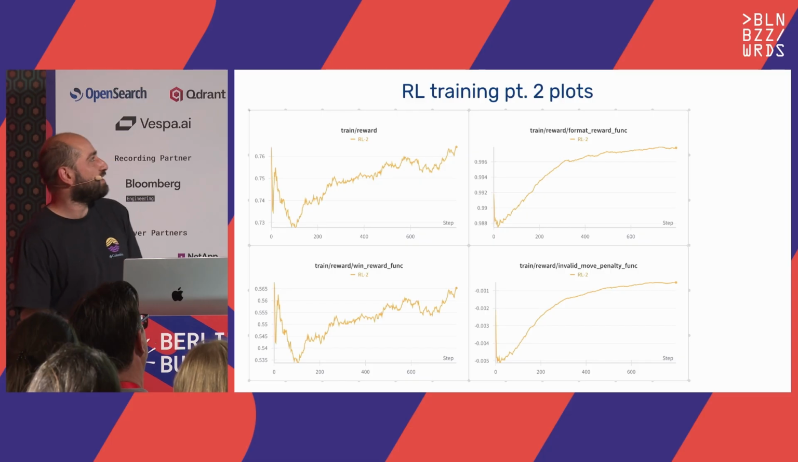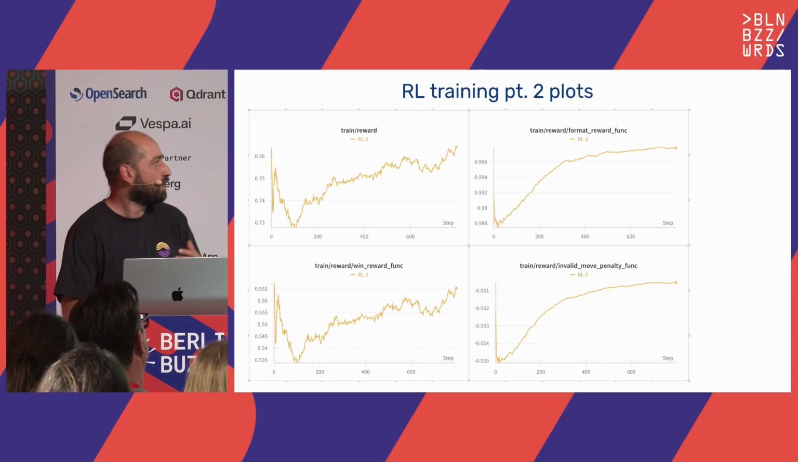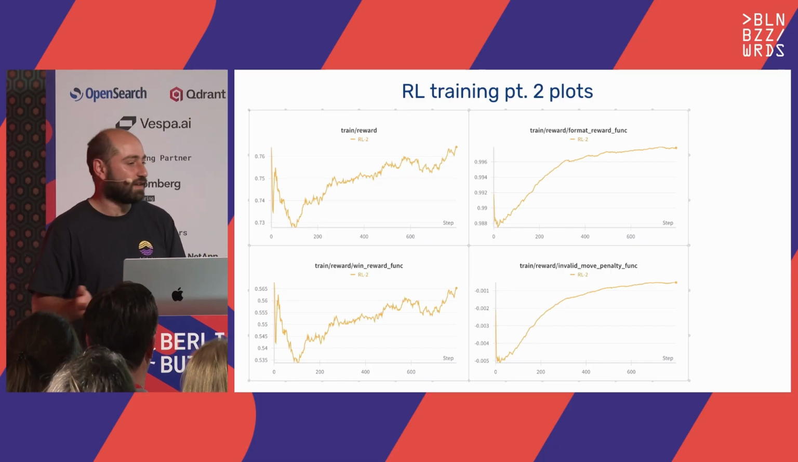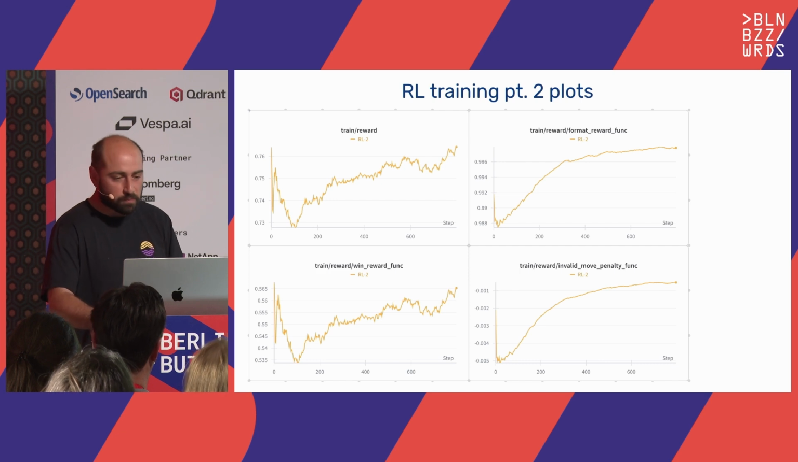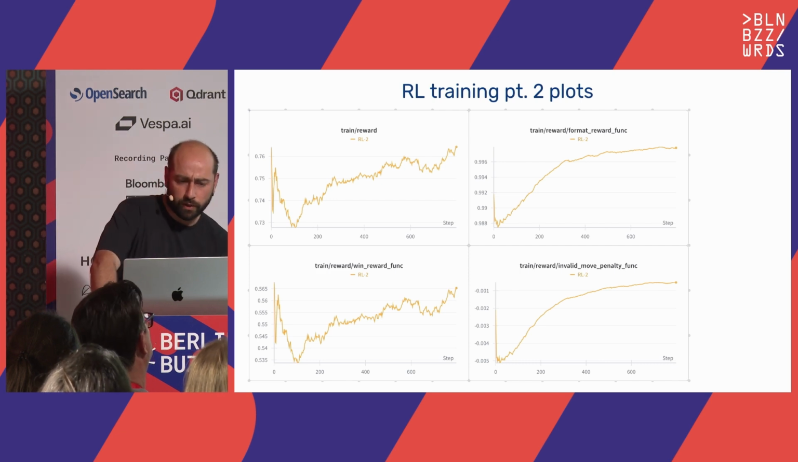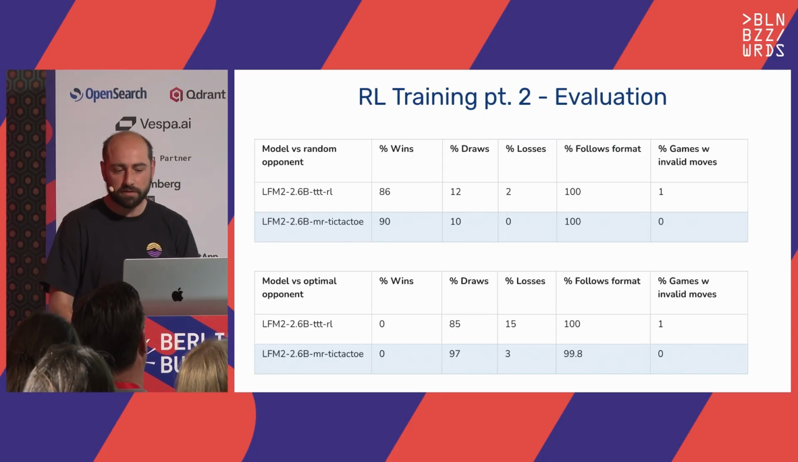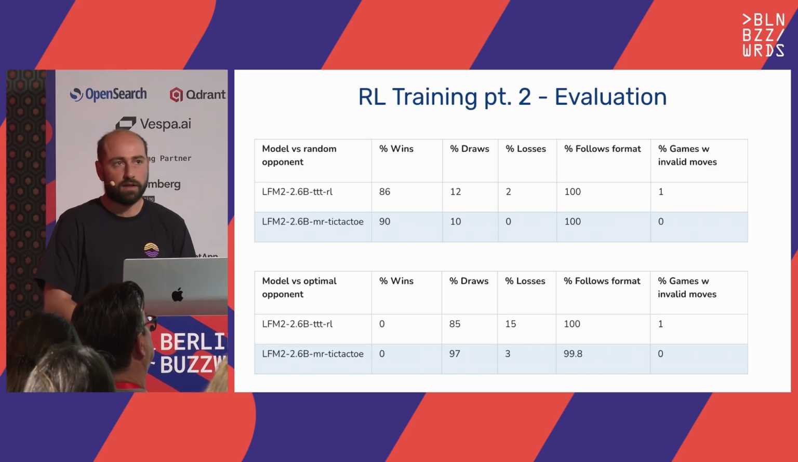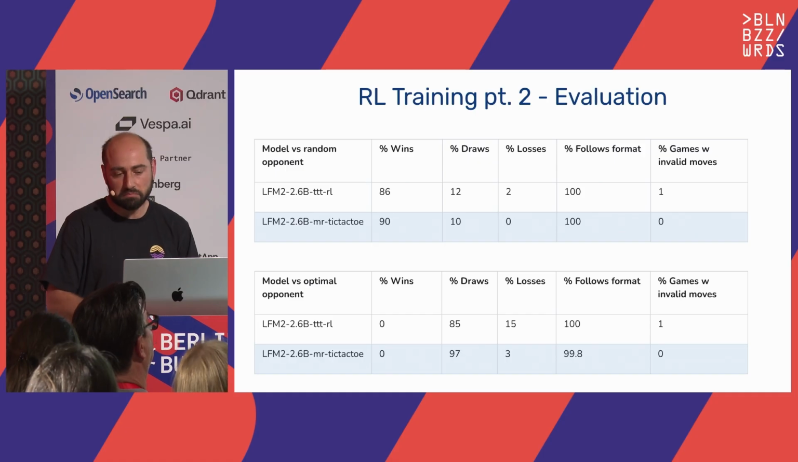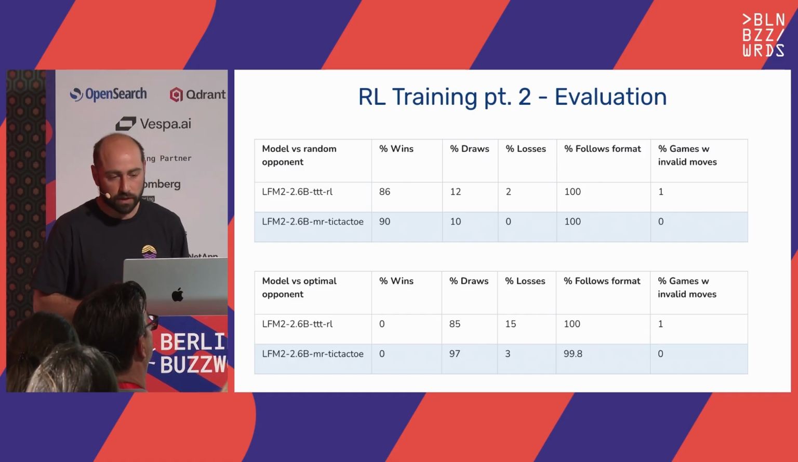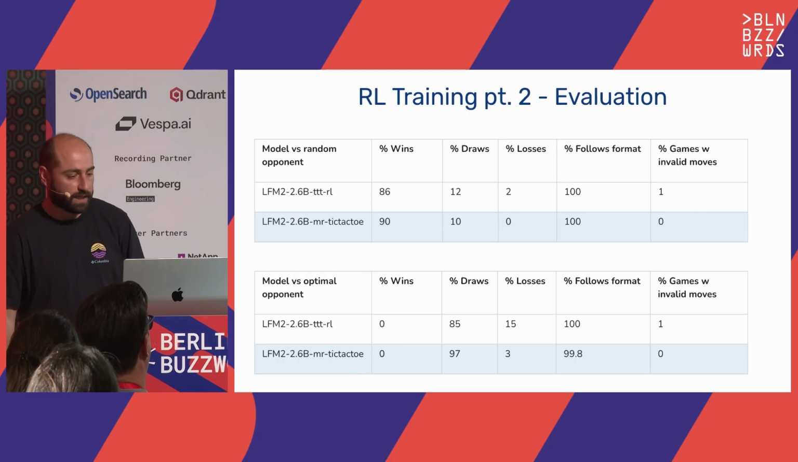And I interpret this as an initial phase where the model was trying random strategies. But let's finally evaluate the model. And yeah, we see that in this case, the results are very good. In particular, against an optimal opponent, it almost always draws, which is nice.